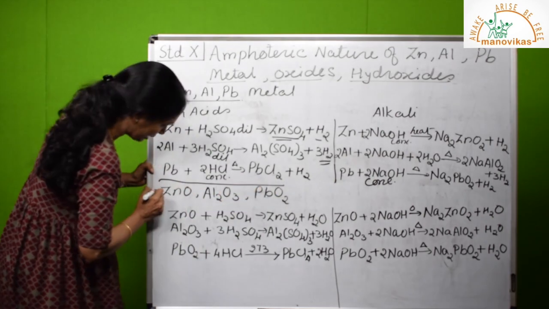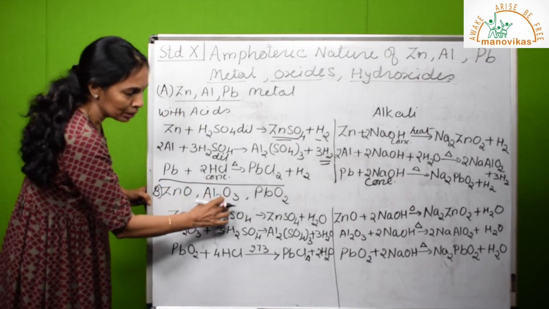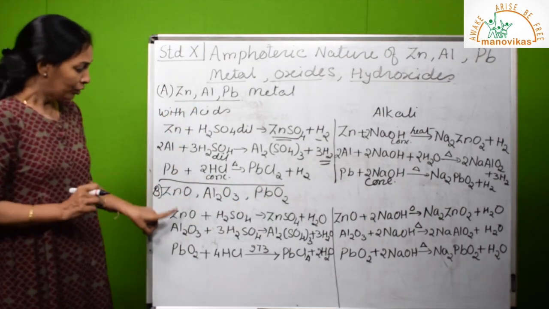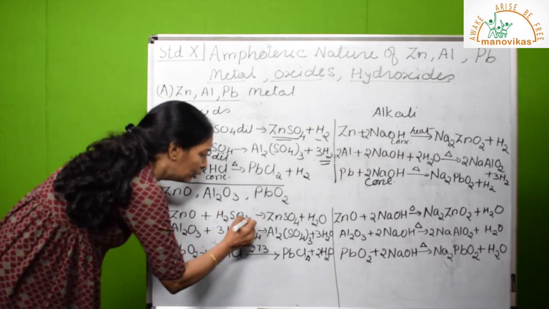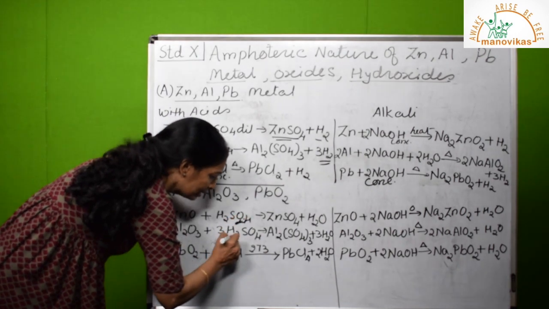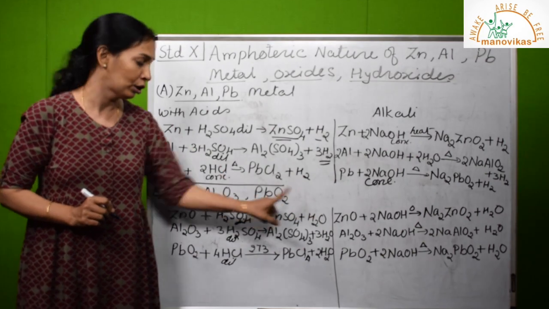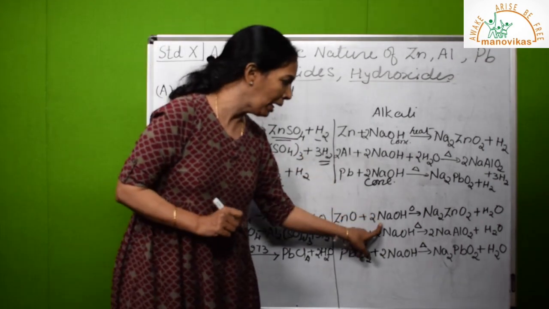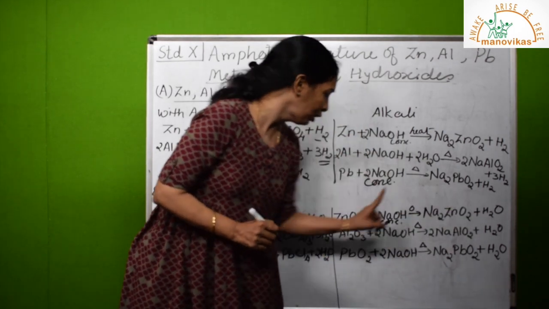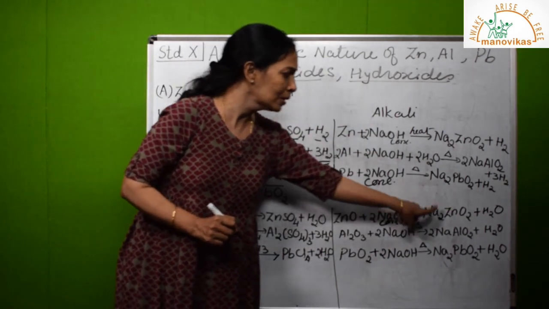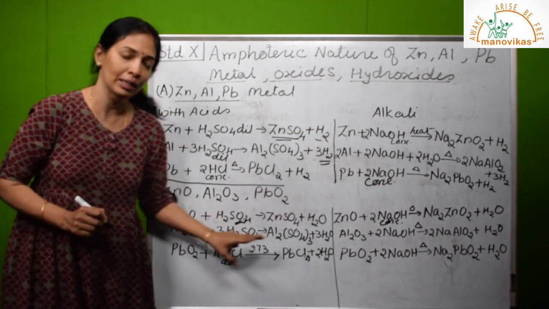So the next set is their oxides: zinc oxide, aluminium oxide and lead oxide. Now zinc oxide, ZnO, will react with dilute sulfuric acid. These all acids are dilute acids here. It forms zinc sulfate and water, salt and water. With concentrated sodium hydroxide, on heating, sodium zincate and water. So zinc oxide with alkali, salt and water. Acid also, salt and water. So this is amphoteric nature.